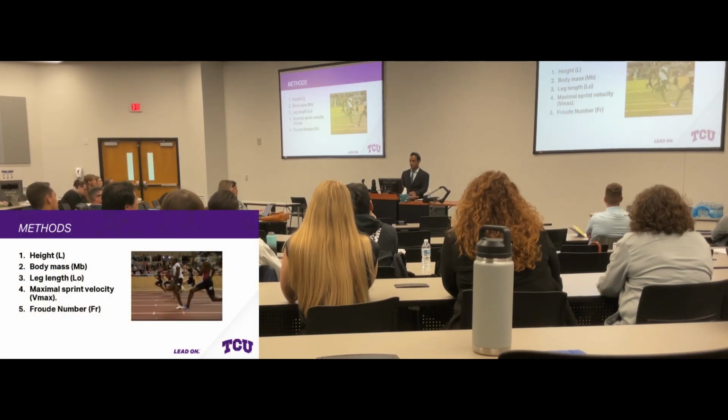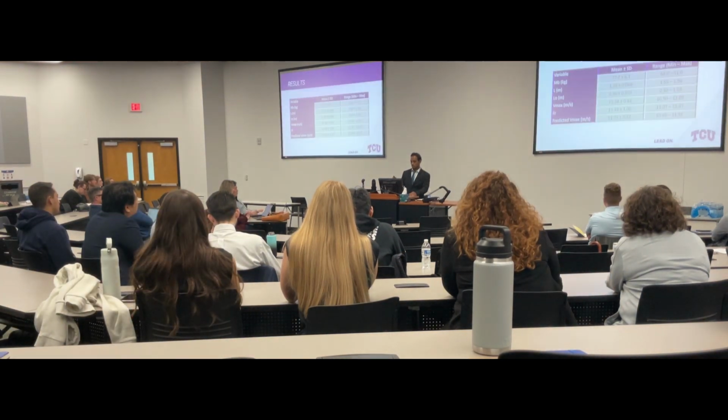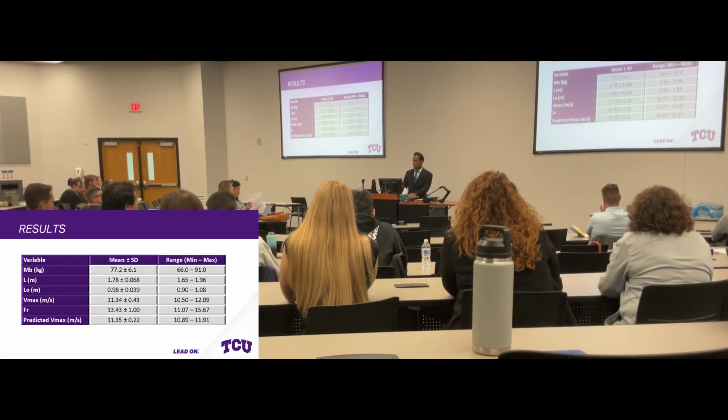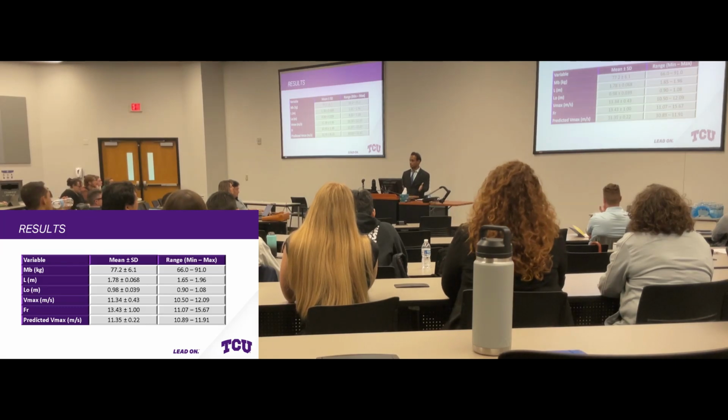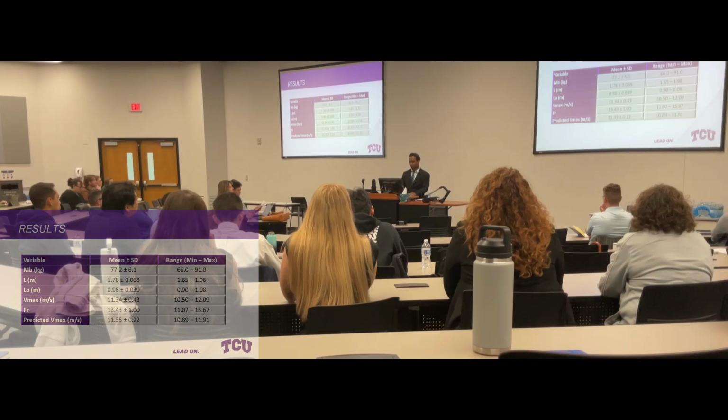From there, we found their height, we got their body mass, we got their leg length, and maximal sprint velocity, and from that, we calculated their Froude numbers. So going to results, this is the mean plus or minus standard deviation for the data set. As you can see in the ranges, they vary a lot. The height is between 1.65 and 1.96 meters, which is good for my study. So it shows this variation, and you can figure out the Froude numbers for them. If you see the velocity, it's between 10.5 and 12.09, which is again a great variation.